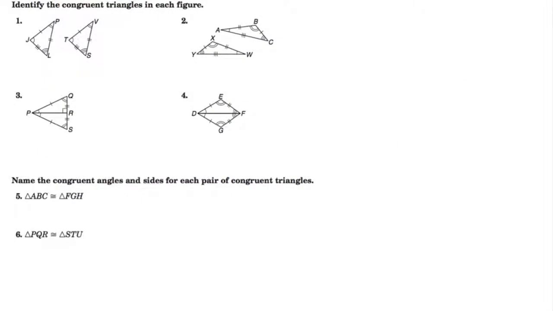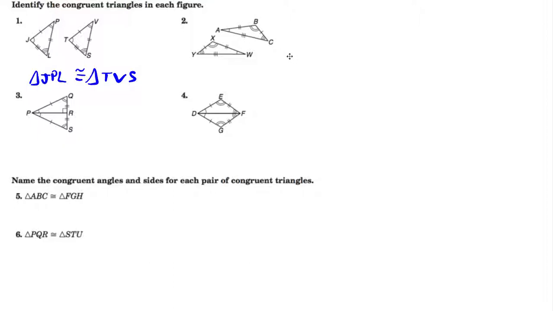All right, so let's look at some others here. We want to identify the congruent triangles in these figures. So I see that J and T are congruent, so I can start off there. J is congruent to T, P is congruent to V, and L is congruent to S. So JPL is congruent to TVS. There we go.